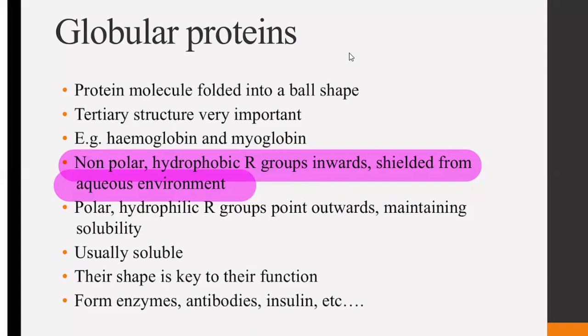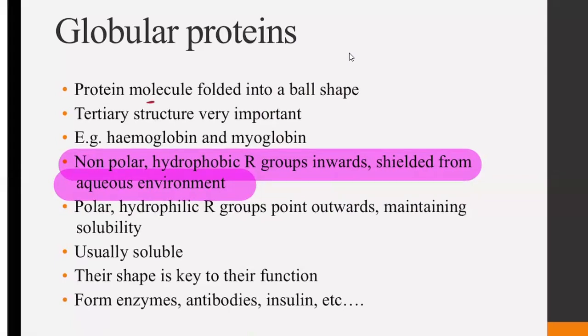So there are a lot of things hidden inside this word globular. What are those things which are hidden? Let me just tell you. I'm just highlighting those things. So if I use the word globular, then you should think that it is folded into a ball shape. The second thing which should come into your mind automatically is it has to have a tertiary structure, right?